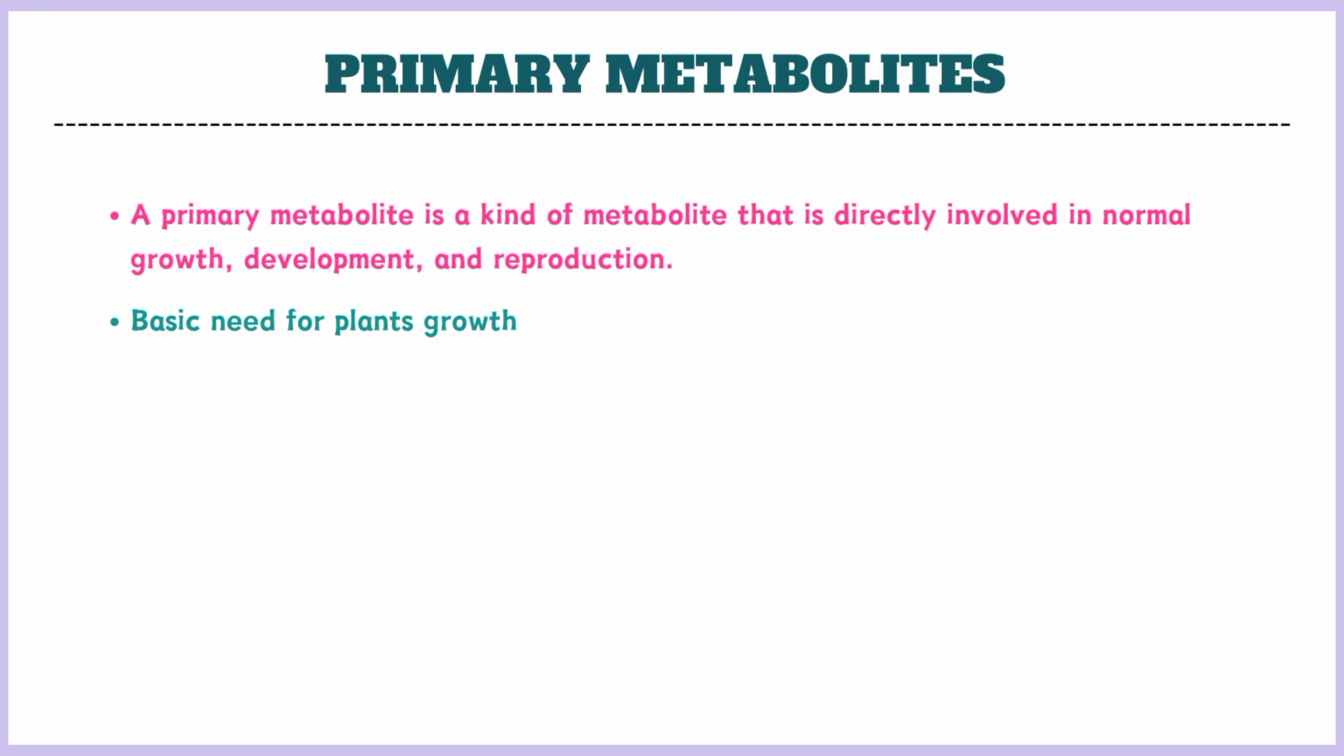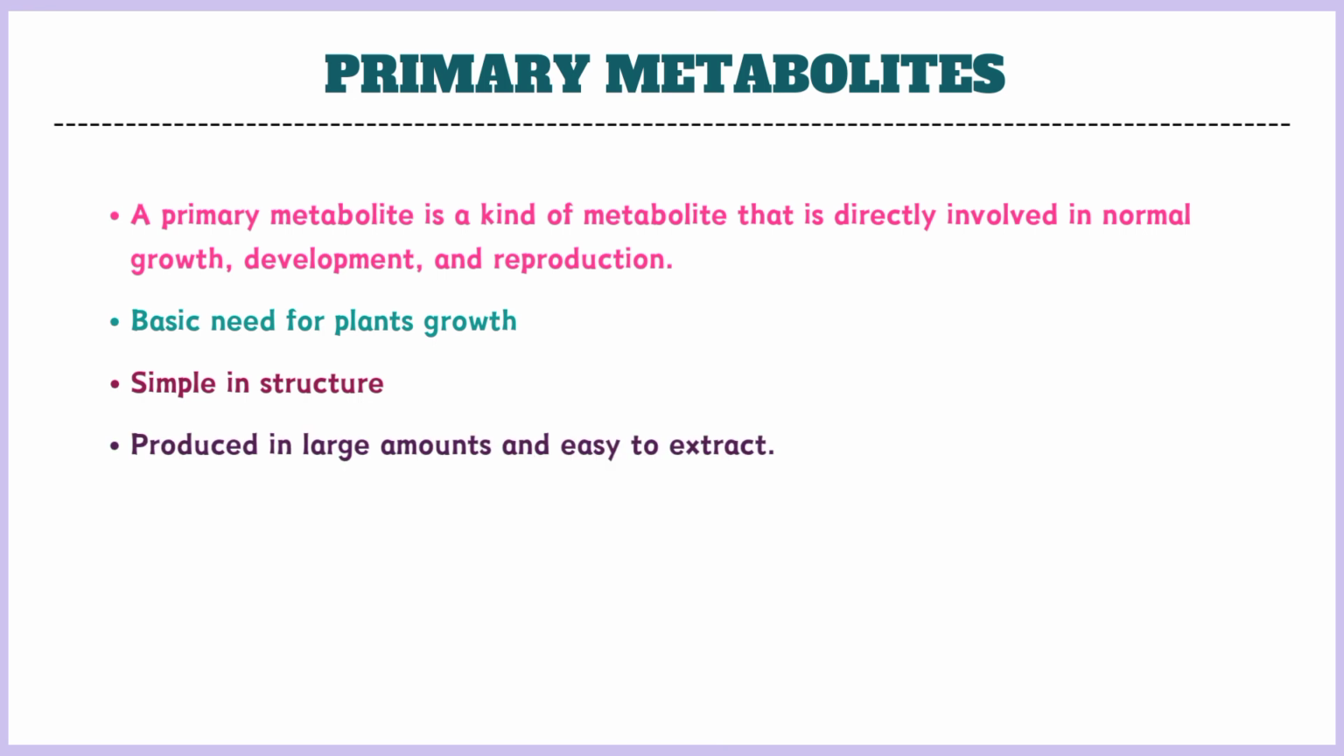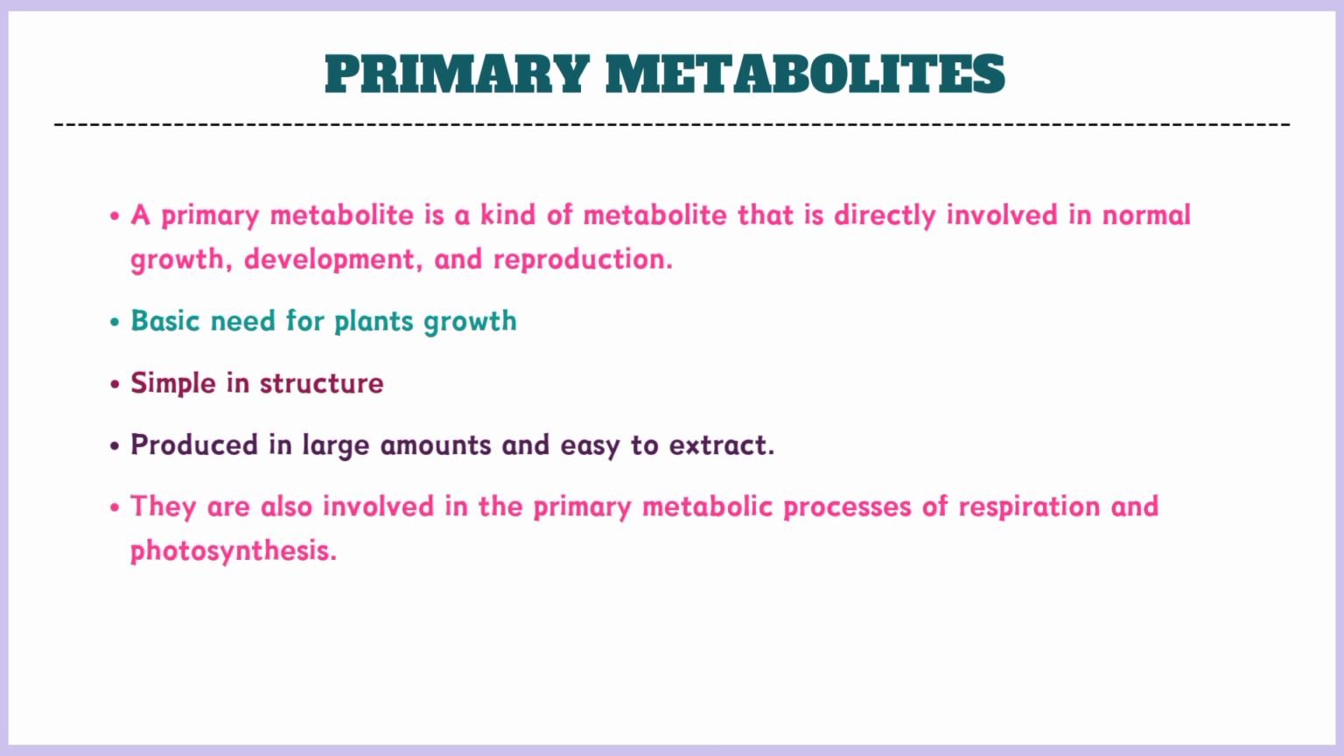If we talk about their structure, they have a simple structure, and primary metabolites are produced in very large amounts and are easy to extract. They are produced inside a plant or a different organism's body, easily and in large quantity. Why are they produced in large quantity? Because they are very essential for development, reproduction and various growth processes. They are also involved in the primary metabolic processes of respiration and photosynthesis.